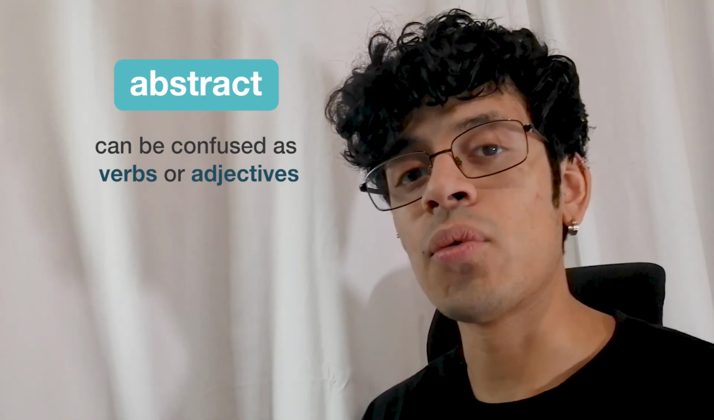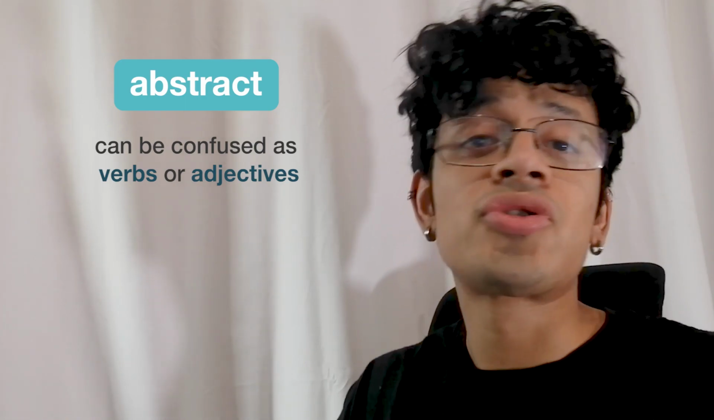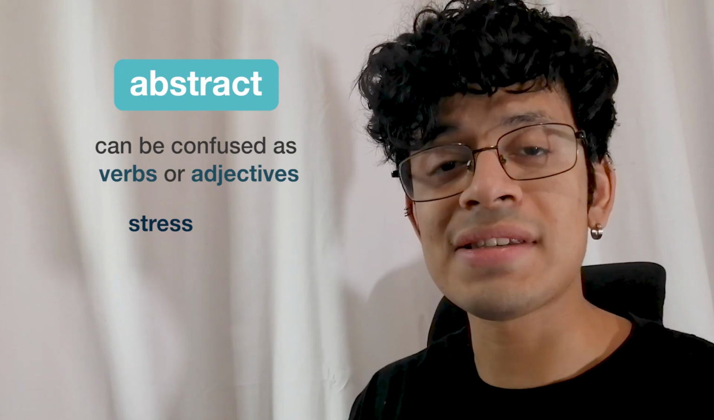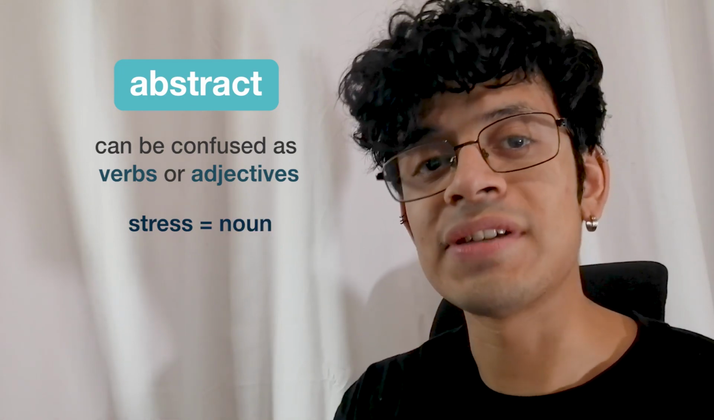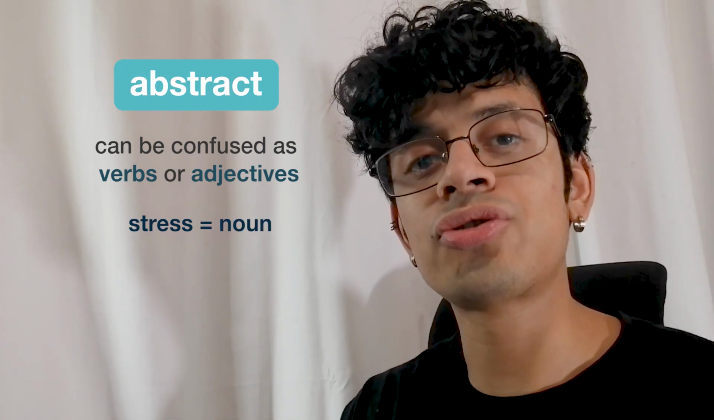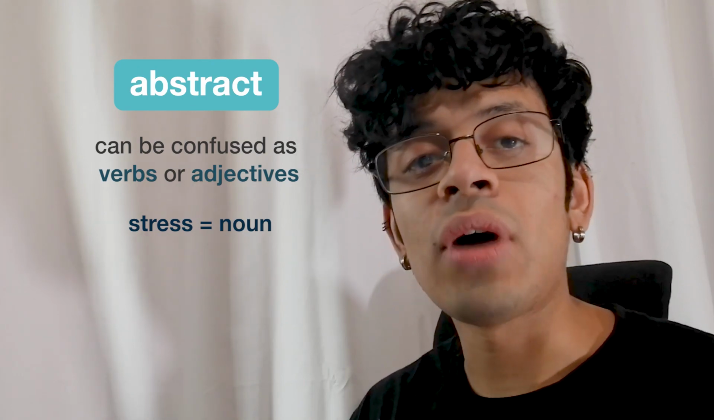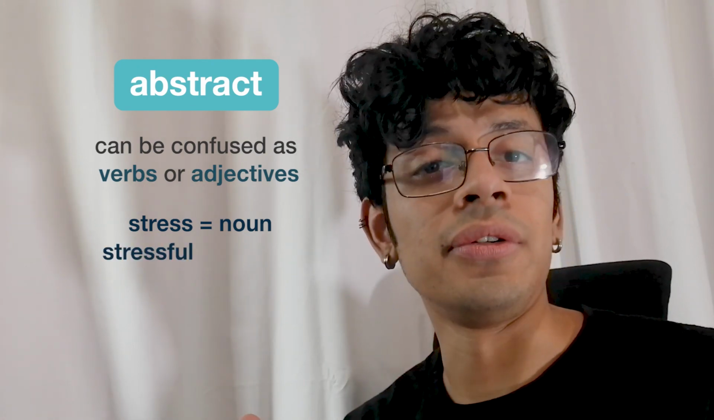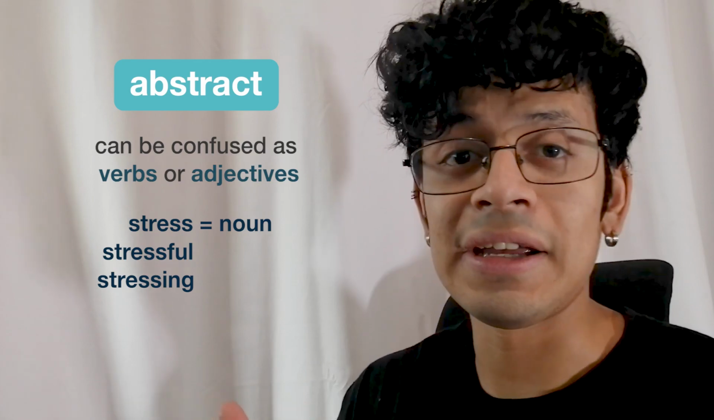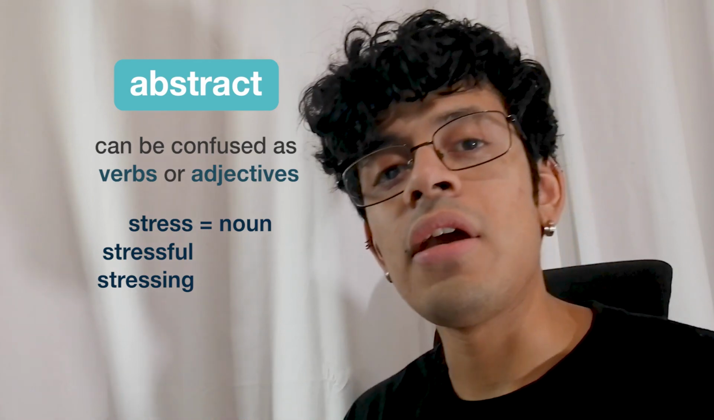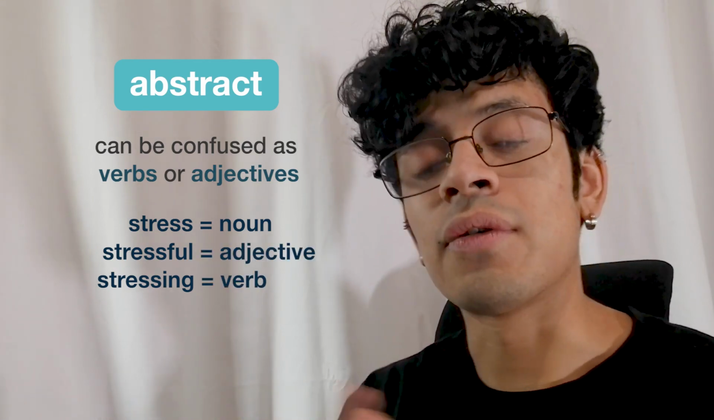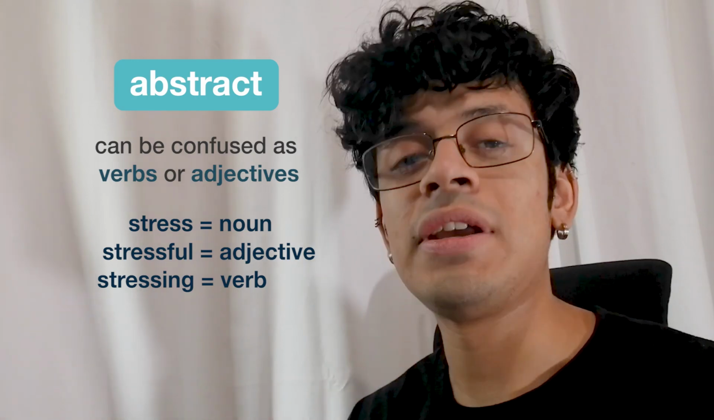Many people confuse them with verbs or with adjectives because many of these have similar words. Think of the word stress. We have stress, the noun, the object. For example, I feel stress. But we also have other things like stressful or stressing. They are either the adjective or verb form of a word, and we have to be very careful not to confuse them.